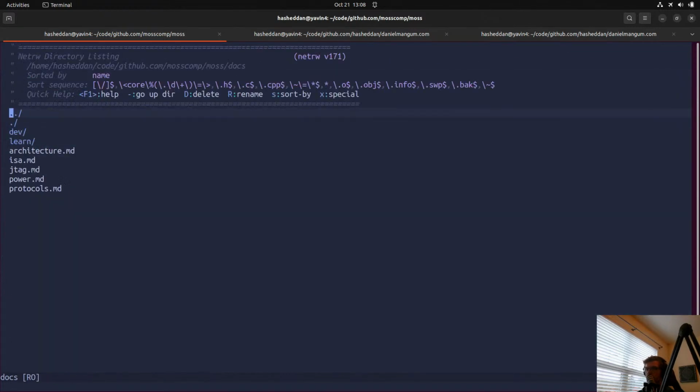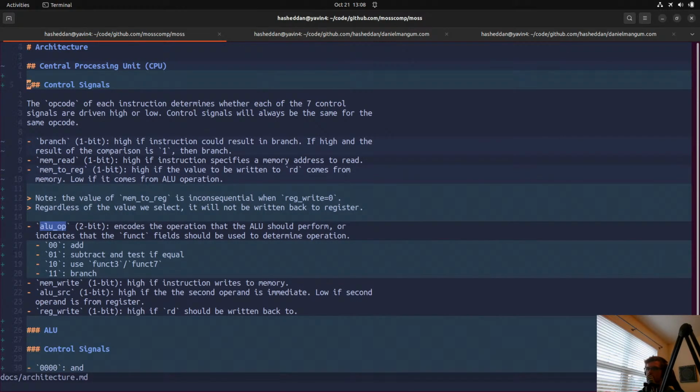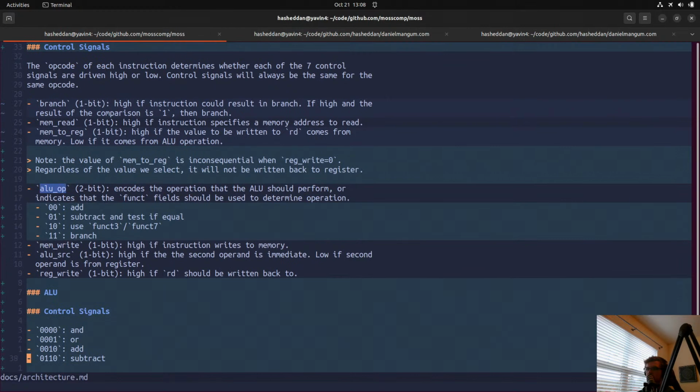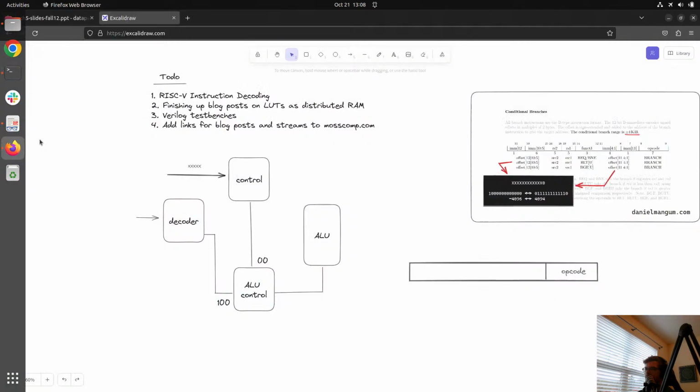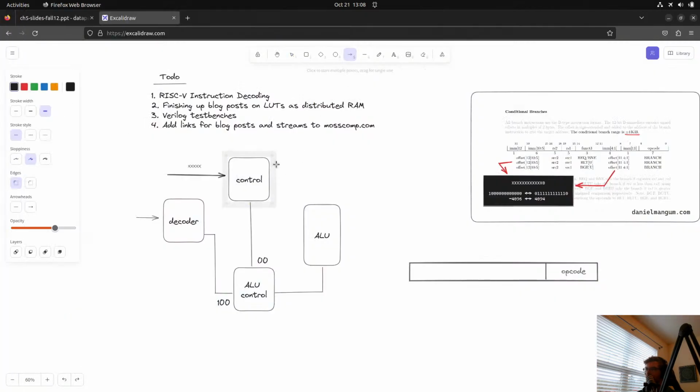Close the wrong one. More explicitly up here: branch, memread, mem2reg, ALU op, memwrite, ALU source, and regwrite. And so these are all going to come out of our control unit. So basically we have a number of control signals coming out of here. I won't draw them all.